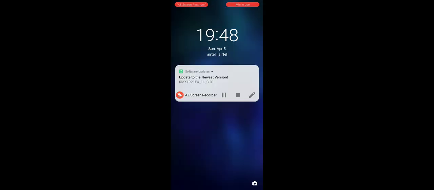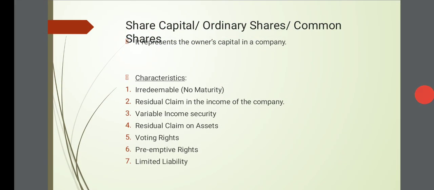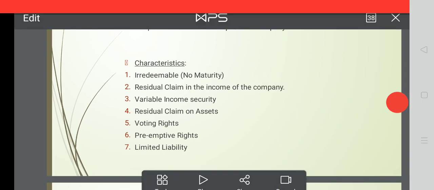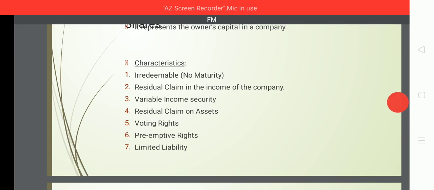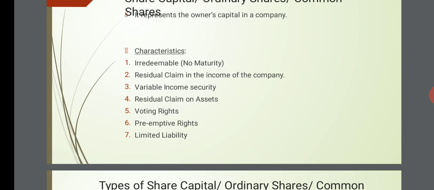Residual claim on income of the company. In the income of the company, first of all interest is paid, then tax is paid, then preference dividend is paid, and then whatever is left is paid to the equity shareholders. Variable income security: income is not fixed, it depends on the profit earned by the company during that period.